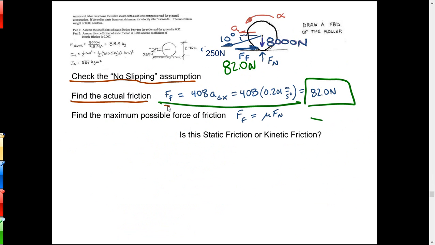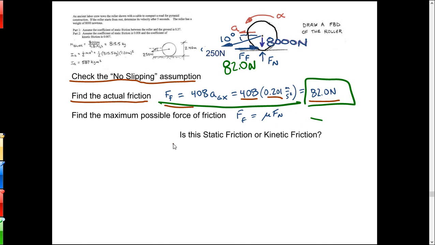So what we can do is figure that out, because we know what a_gx is now. It's 0.201. So 408 times 0.201 is 82 newtons. So friction has to be at a minimum 82 newtons so that this thing won't slip. If it's less than that, we'll start kind of dragging the roller across the ground without it rolling.